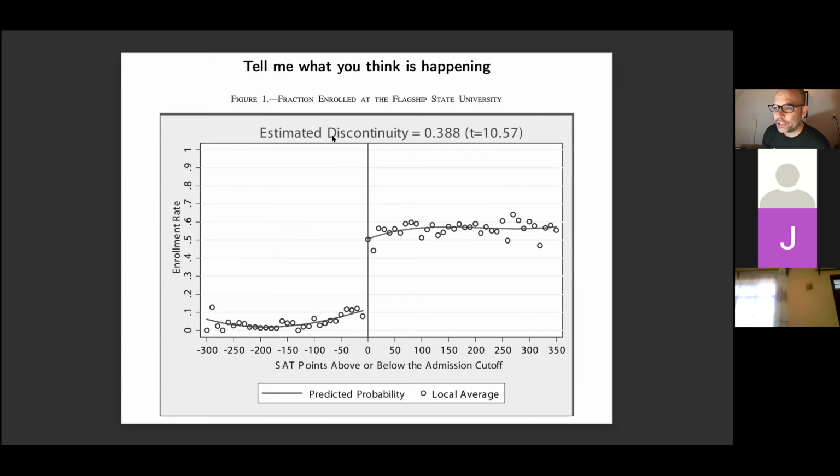So here's a picture that's really common. This kind of picture is very common in a regression discontinuity design study. Pictures in general are very common in regression discontinuity design. So the first thing to notice, let's look at a couple of things. Let's look at the title here. This is a study about going to college. This is the study about going to the flagship college.